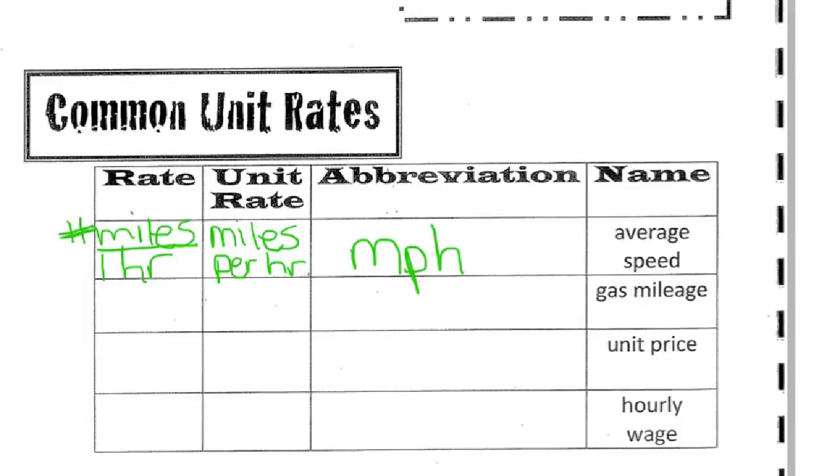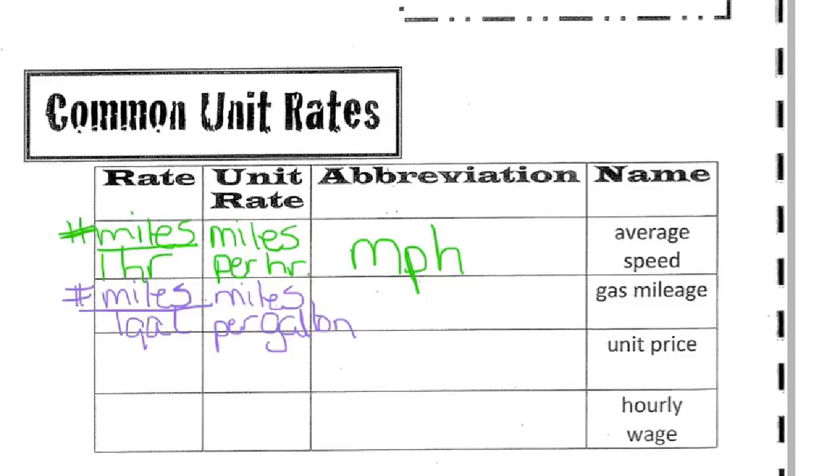Another common rate or unit rate is miles per gallon. You hear about this all the time too when you're talking about price of gas. Number of miles to 1 gallon. It's important that your car get a good miles per gallon because then you don't have to spend as much on your gas. Okay, so our unit rate is miles per gallon.